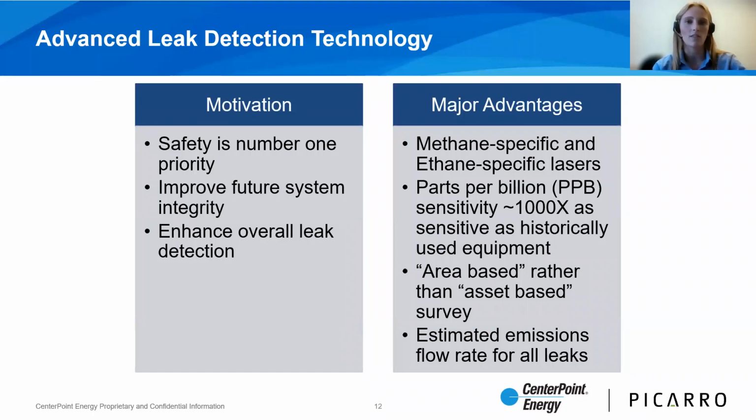Leaks migrate, and that migration is hard to predict. So by having an area-based leak survey, we really get the whole picture. Also, finding more leaks is better for our integrity programs because the more data points and the more knowledge we have, the better the results of our risk model. And I'll talk a little bit more about that later, but that's really one of the main benefits that we saw with this.